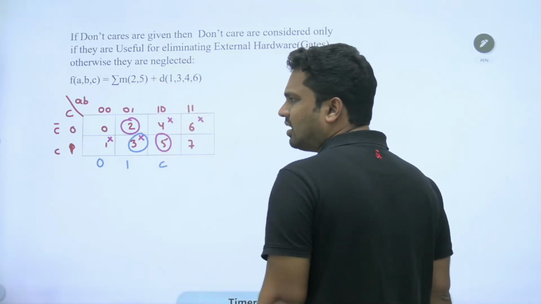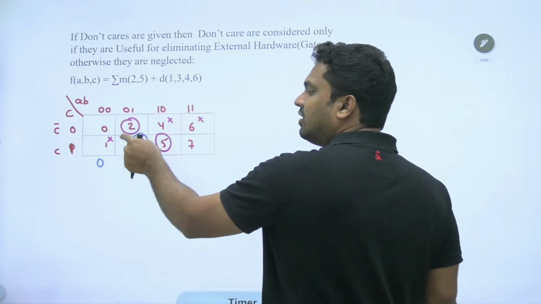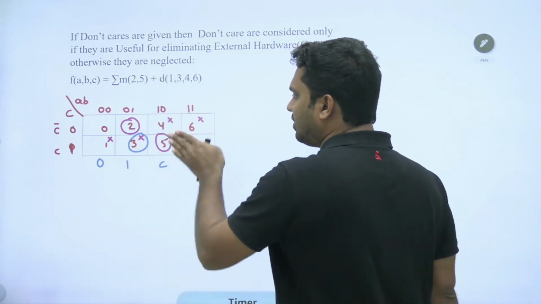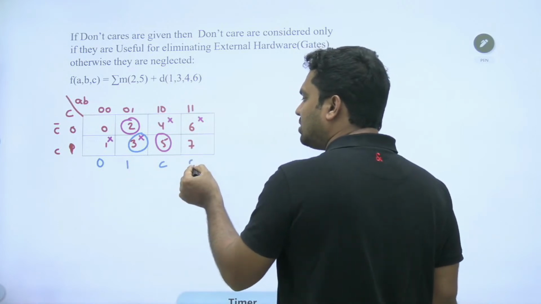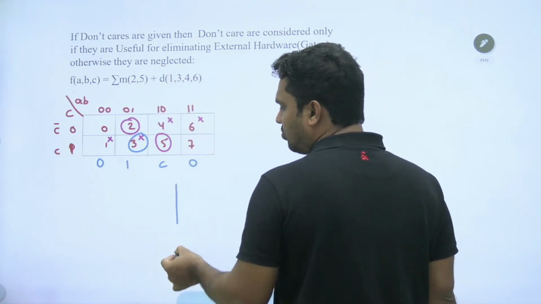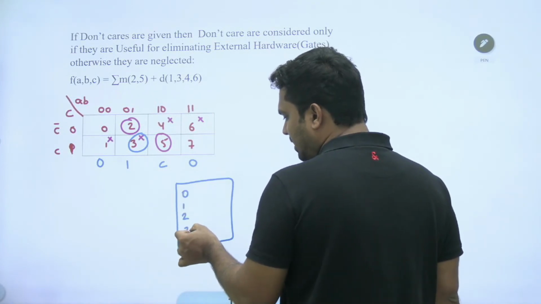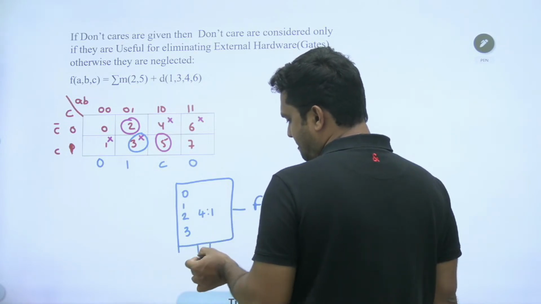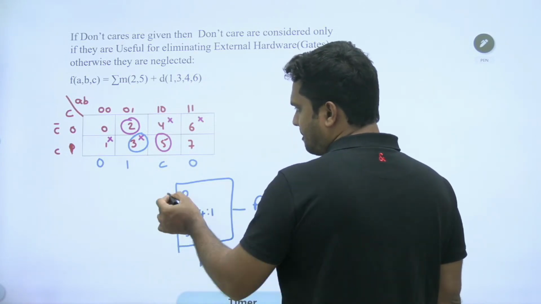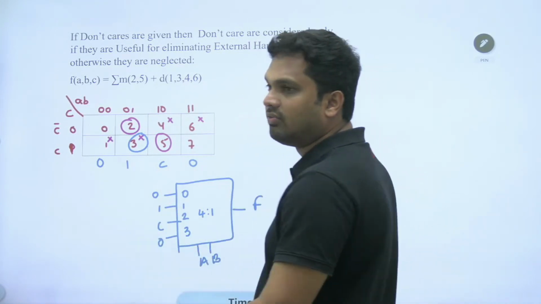So I neglected it, I don't consider it. But here it is compulsory, I should consider it. Otherwise, it will give you C bar. Here, if you consider the don't care, you get C bar. Instead of that, leave it, get 0. Because I don't want to waste or keep an extra inverter, the extra logic gates are to be eliminated. So 0, 1, C. This is how to deal with the don't care.